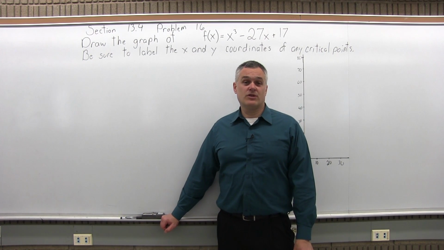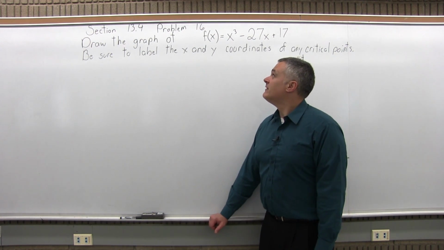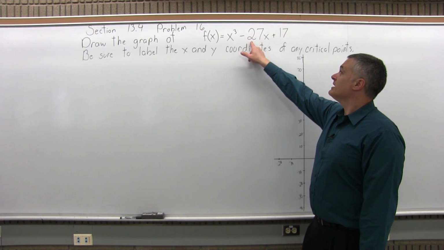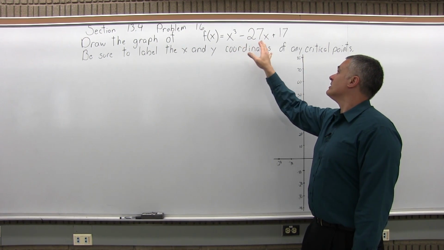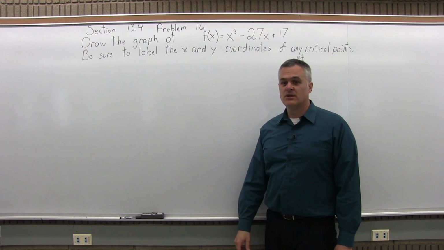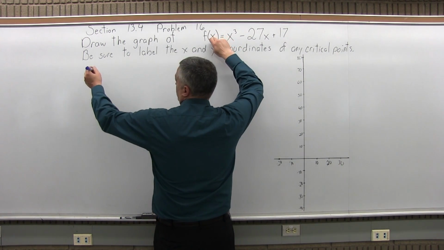This is Section 13.4, problem number 16. It says, draw the graph of f of x equals x cubed minus 27x plus 17, and be sure to label the x and y coordinates of any critical points. So we're going to start this multi-step process. Step 1, find the derivative of f of x.